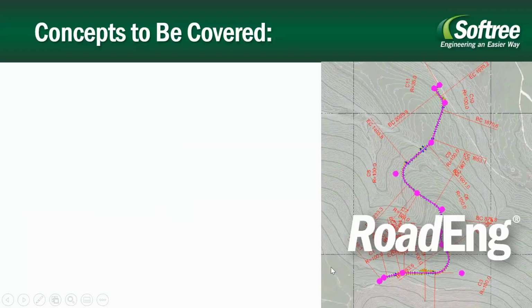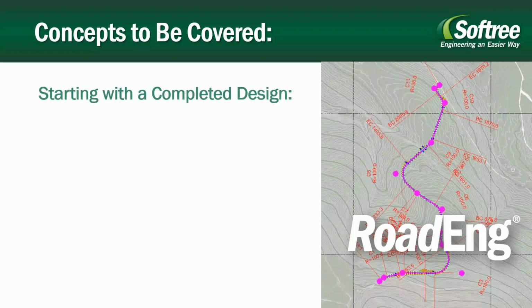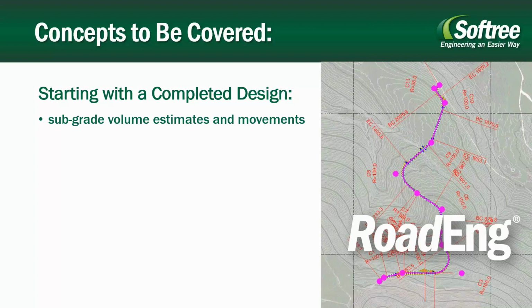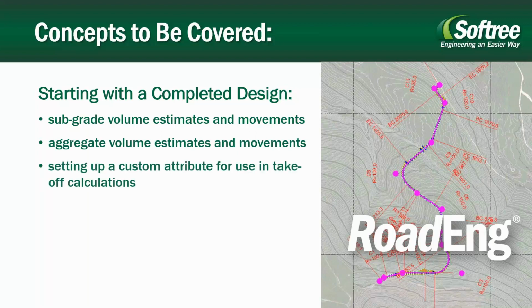Here is our agenda for the day. Matt is going to start with a completed design. The alignments are already created, cross sections are set. From here, we will get subgrade volumes, aggregate volume, set up a custom attribute for costing, and then review our recommended material movement in the Opti-haul.